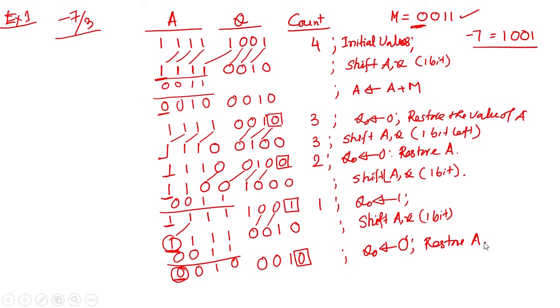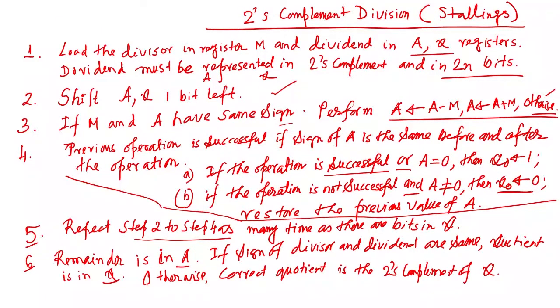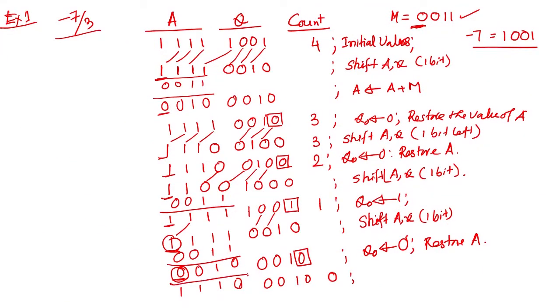So, what is the value of A? The value of A was 1 1 1 0, okay, 0 0 1 0, and then obviously the counter will be 0. Okay. So, we checked all the bits. Then the remainder is in A. So, this will be the remainder and this will be the quotient.